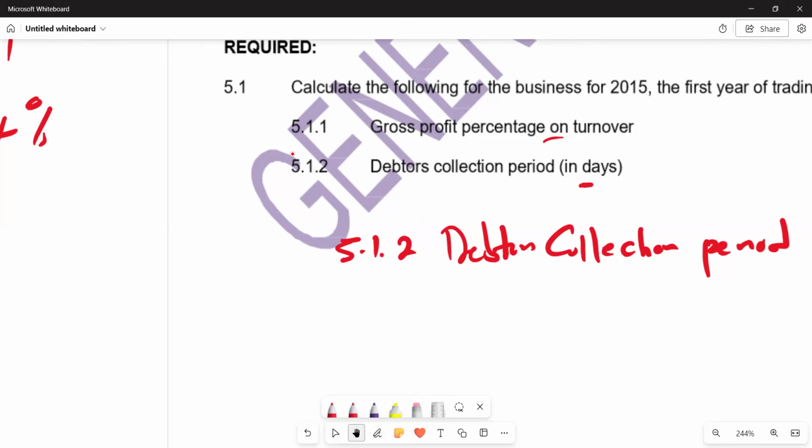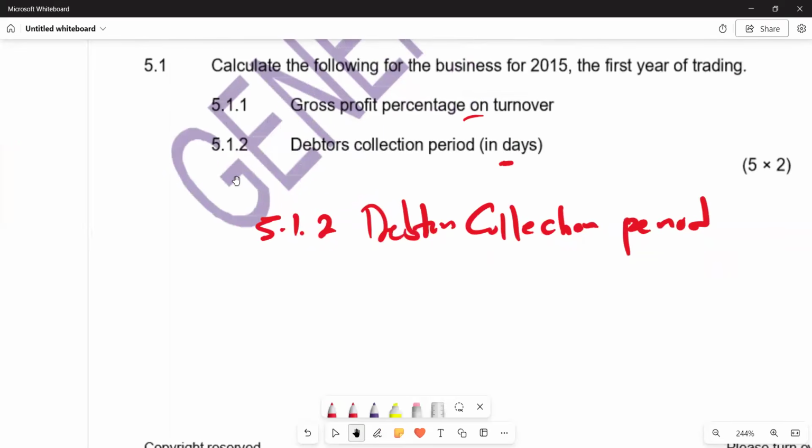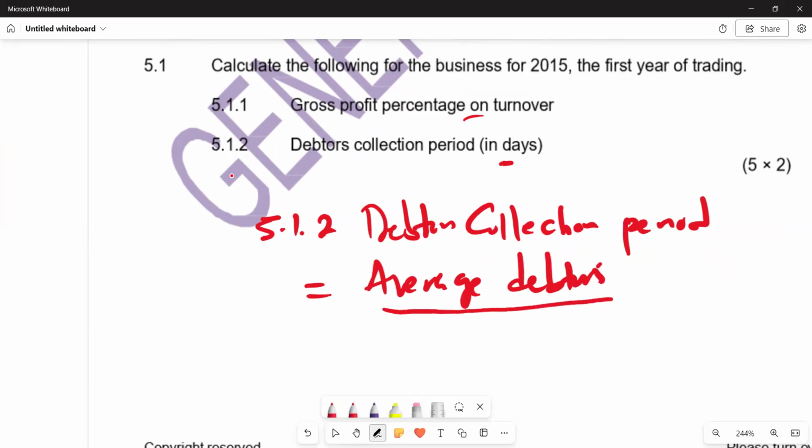So we try to bring down the formula for calculating the debtors collection period, whereby it is equal to average debtors as our numerator, and then we divide by credit sales.